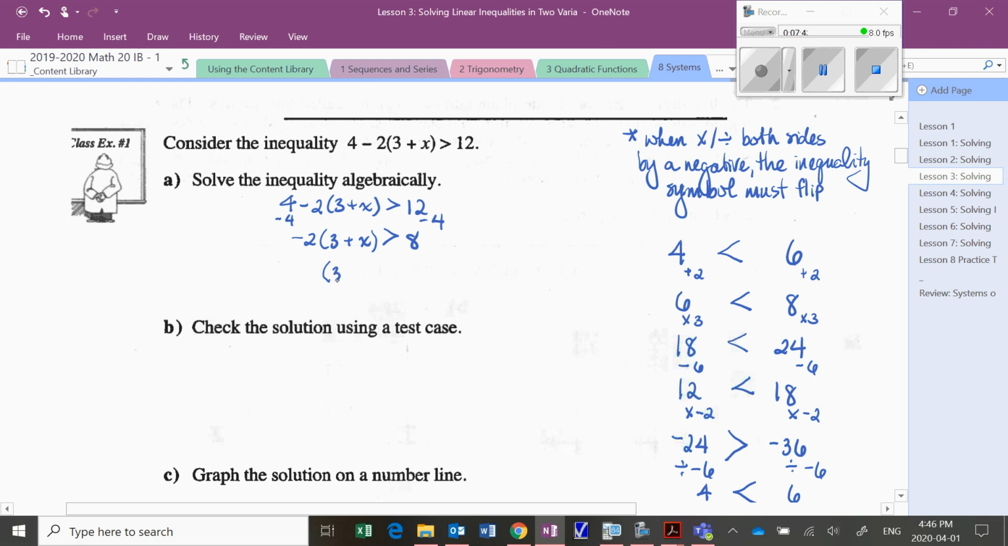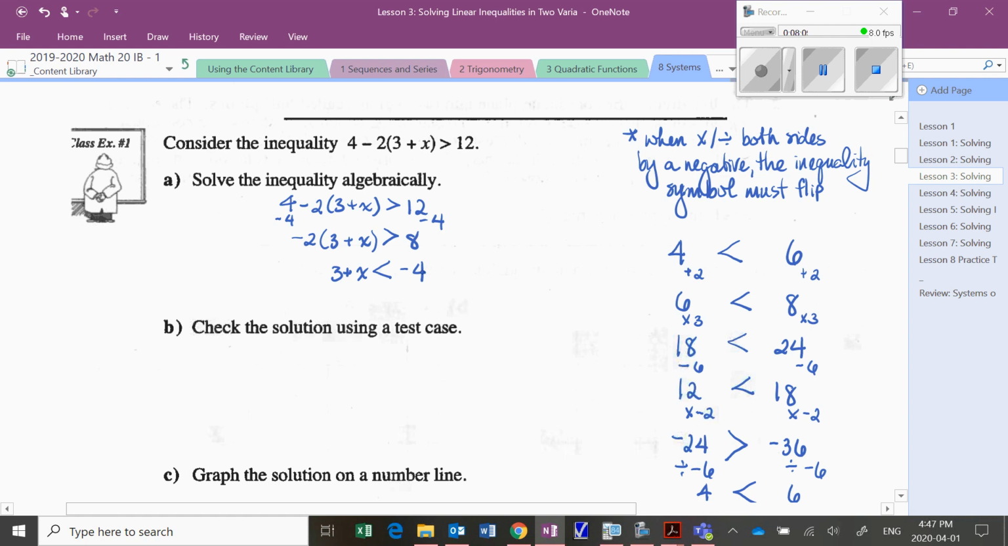So if I divide by negative 2, then I've just got 3 plus x, and I no longer need that parentheses right there, so I'll just erase that. So 3 plus x, and since I'm dividing by negative 2, I need to flip that symbol to less than, and 8 divided by negative 2 is then negative 4.